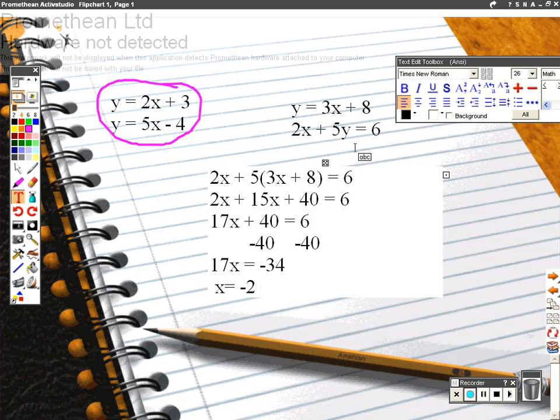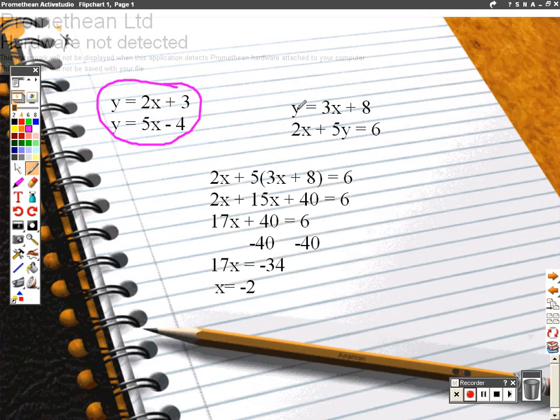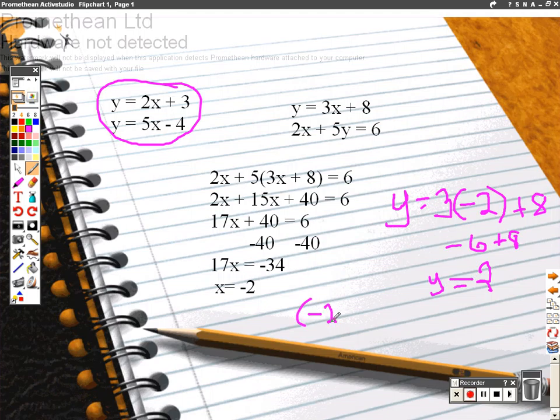But I'm not done. My solution needs to be an ordered pair, so now that I know x is equal to negative 2, I'm going to come back to this equation up here and say y equals 3 times negative 2 plus 8. When I do this, I get negative 6 plus 8, which is positive 2. So y equals positive 2. So my final answer is the ordered pair negative 2, comma 2.